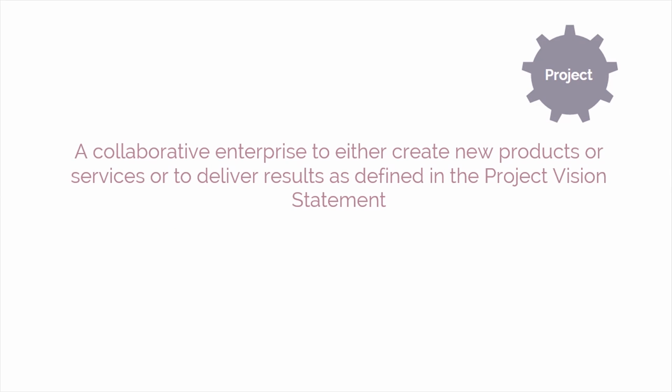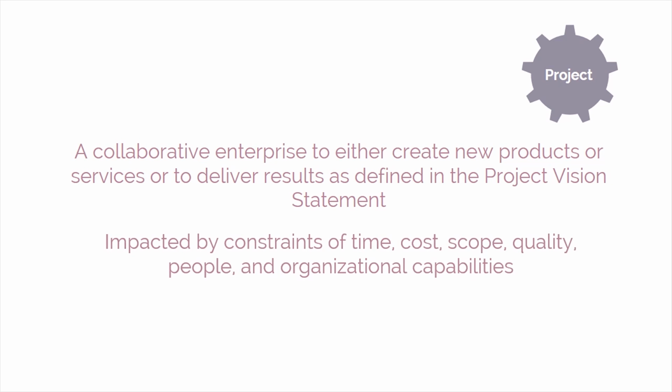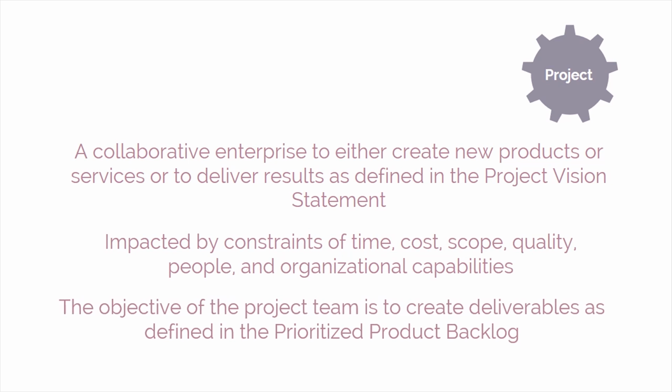First, we have the project. A project is nothing but a collaborative enterprise to either create new products or services or to deliver results as defined in the project vision statement. Projects are usually impacted by constraints of time, cost, scope, quality, people, and organizational capabilities. So what does a project team do? The objective of the project team is to create deliverables as defined in the prioritized product backlog.